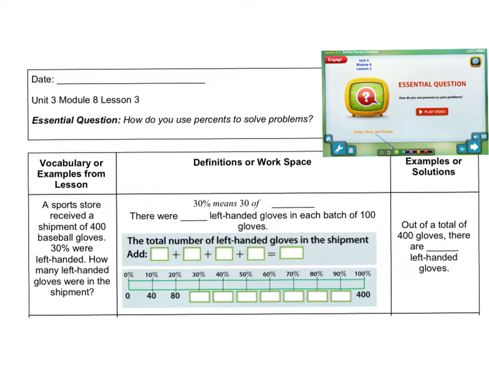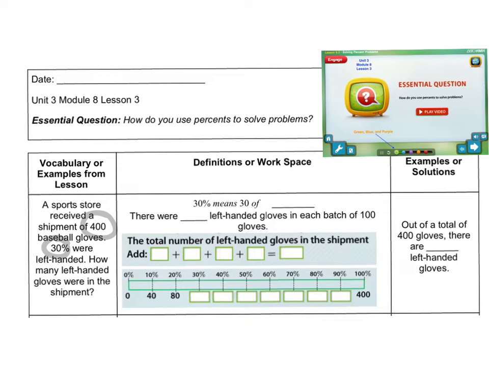All right, again, we are figuring out how to use percents to solve problems. So here's our first question. A sports store received a shipment of 400 baseball gloves. 30% were left-handed. How many left-handed gloves were in the shipment? So we have some important information we want to look at, and we're going to talk through what it is that we need to do.